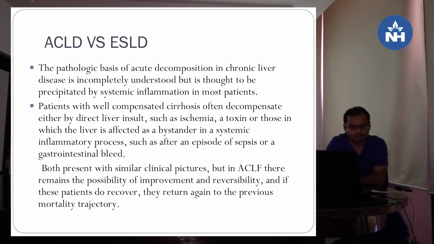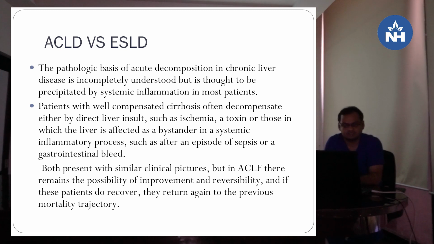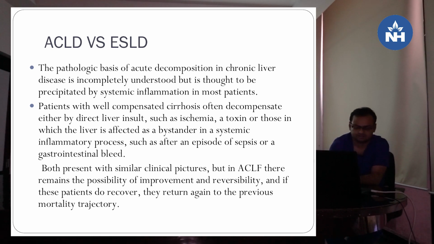Now, coming to acute on chronic liver disease and end-stage liver disease. Both present clinical pictures that are quite similar, but in acute on chronic liver disease, often the compensated liver disease decompensates either by a direct liver insult like ischemia or a toxin like alcohol, or in those with liver affected by a systemic inflammatory process like sepsis. In acute on chronic liver disease, there is a possibility of improvement and reversibility if the patient recovers, and they return again to the previous mortality trajectory.